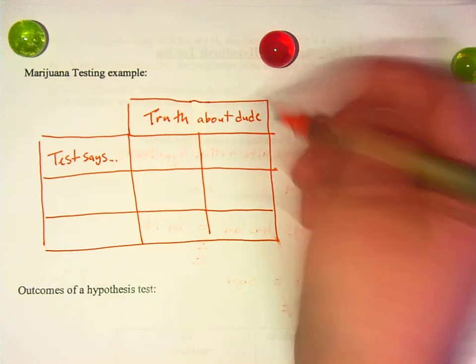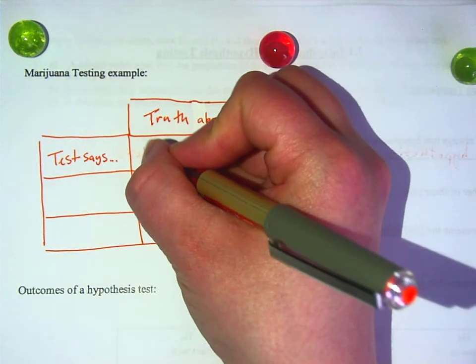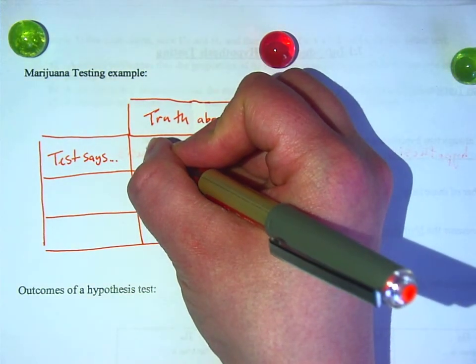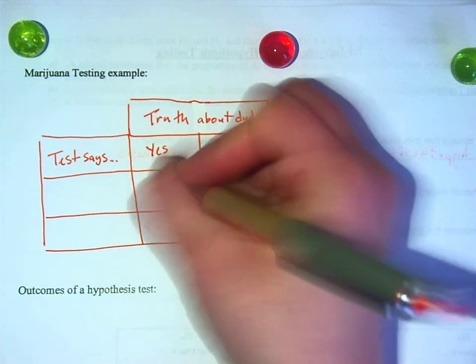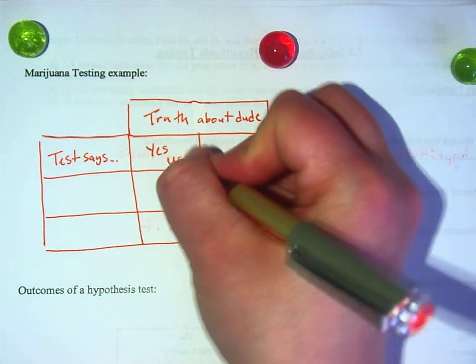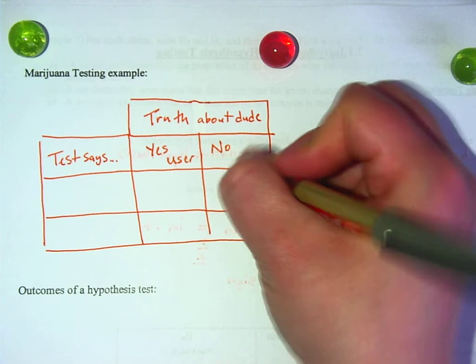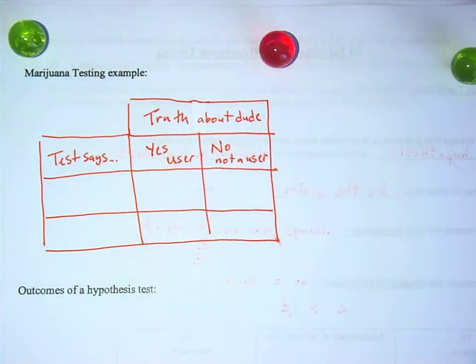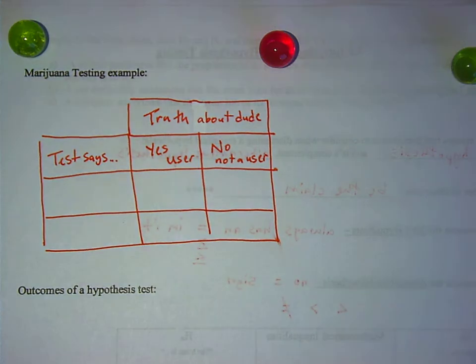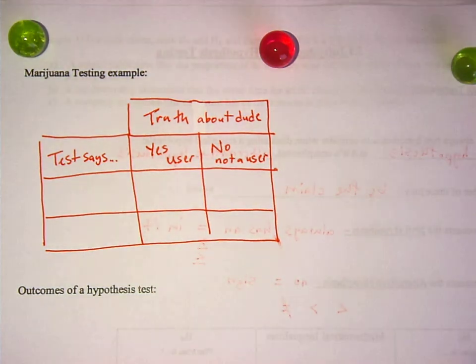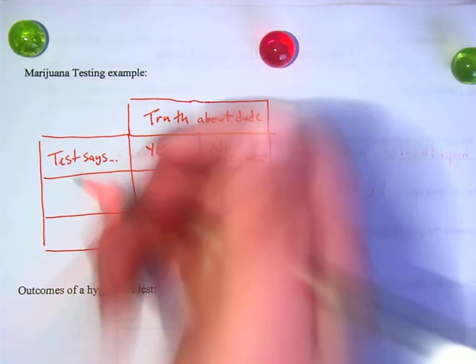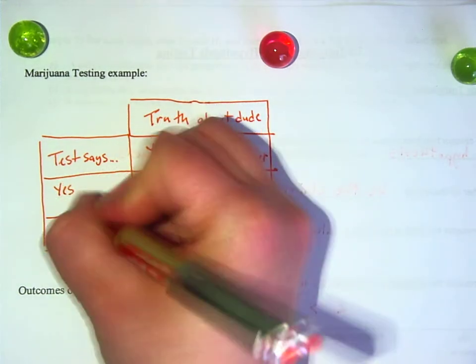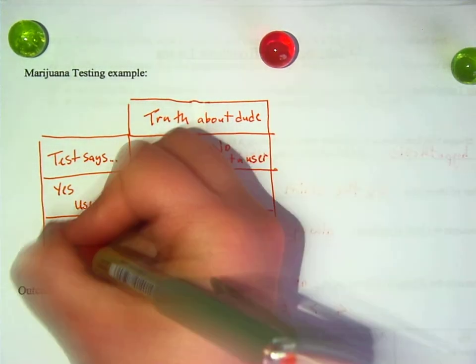Okay, so the truth about the dude, he could be like, yes, he's a drug user, or no, he's not a user. That's just the truth about him, right? Not about the testing, that's just what's actually true about him. And the test could say, yes, he is a user, or the test could say, no, he's not a user.